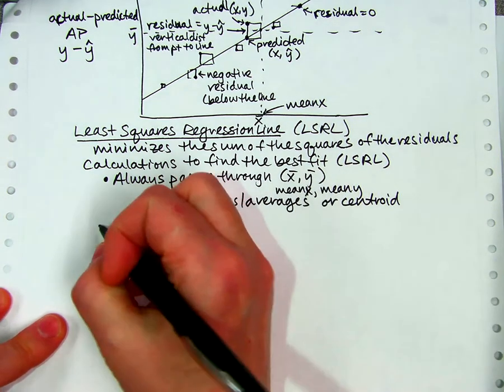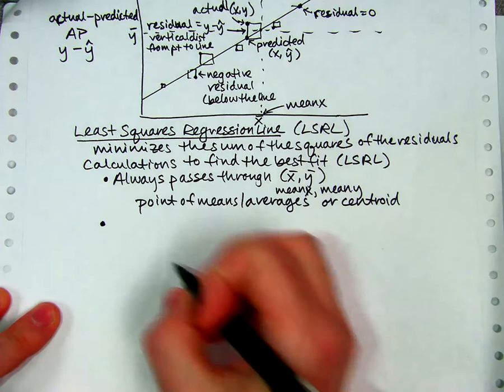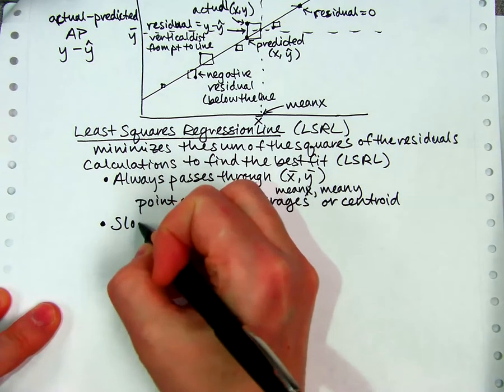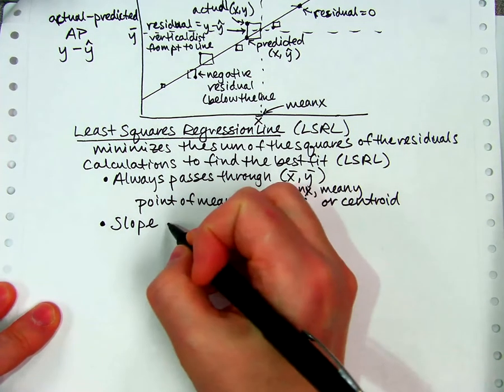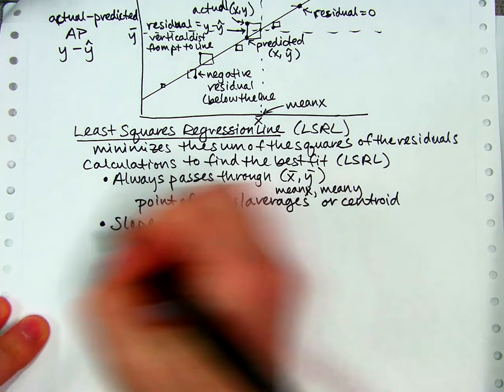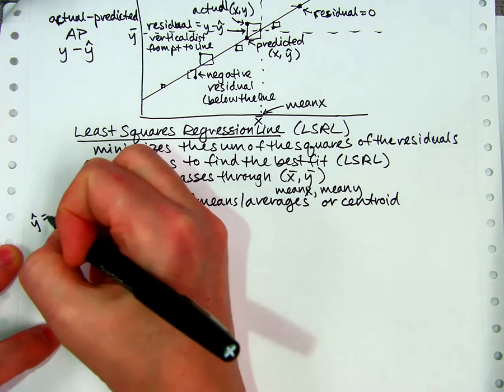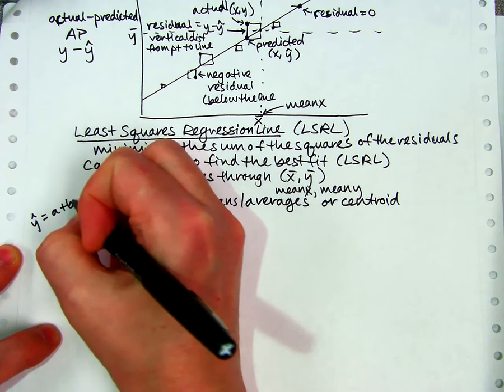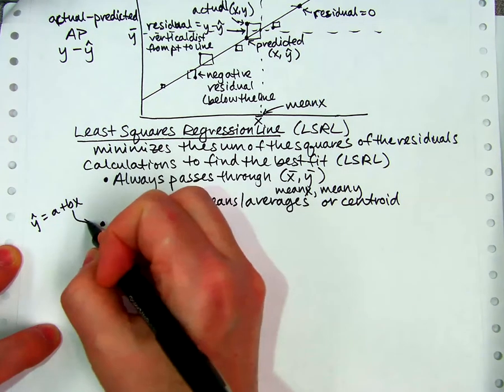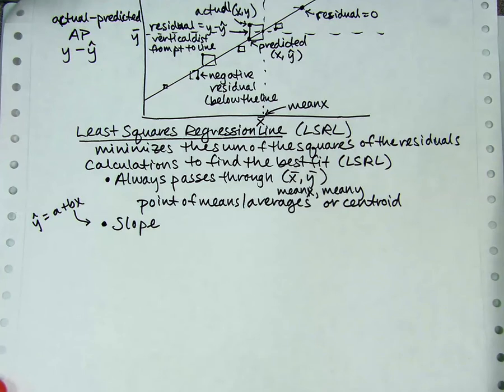The second thing you need to know is the slope of your regression line, which remember, we're using our book's format, which is not mx plus b, it's a plus bx. So in this case, the slope is b. I wanted to remind you of that.